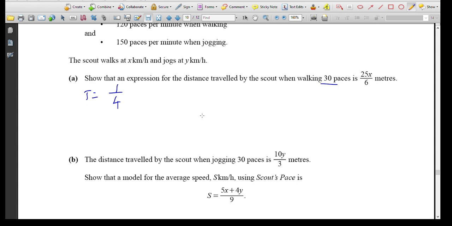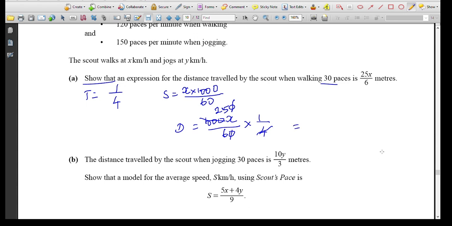The speed is x, so we are going to convert into meter per hour. What is the speed here? It is x into 1000 by 60. What is the distance here? So the distance is 1000x, that is the speed, by 60 into time. Time is 1/4. We can simplify this. Why am I working here? I can even use the calculator. Yes, but they are asking us to show, so it is important to show that we'll be getting 250 here, and 00 can be cancelled. Finally, we are getting the answer as 25x still remains divided by 6. That is the distance traveled by the scout in 30 paces.